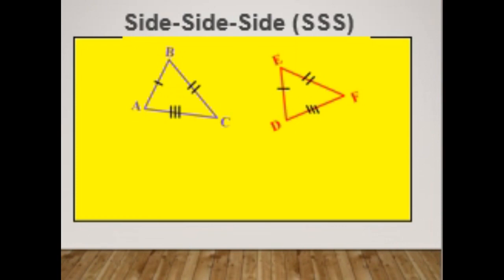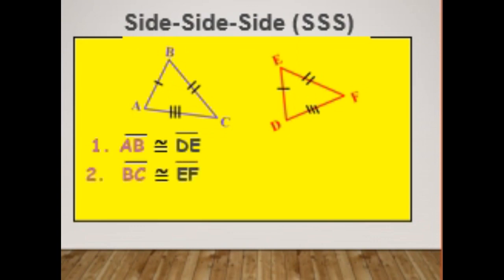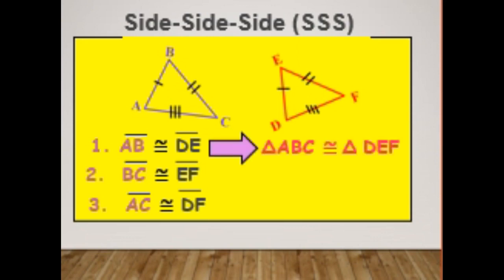Now let's discuss the side-side-side or SSS postulate. From the name itself, we know that it deals with the three sides of a triangle. Let's have an example: triangle ABC and triangle DEF. Let's name the three corresponding sides of the given two triangles. First, side AB is congruent to side DE. Side BC is congruent to side EF. What else? Side AC is congruent to side DF. So therefore, triangle ABC is congruent to triangle DEF.